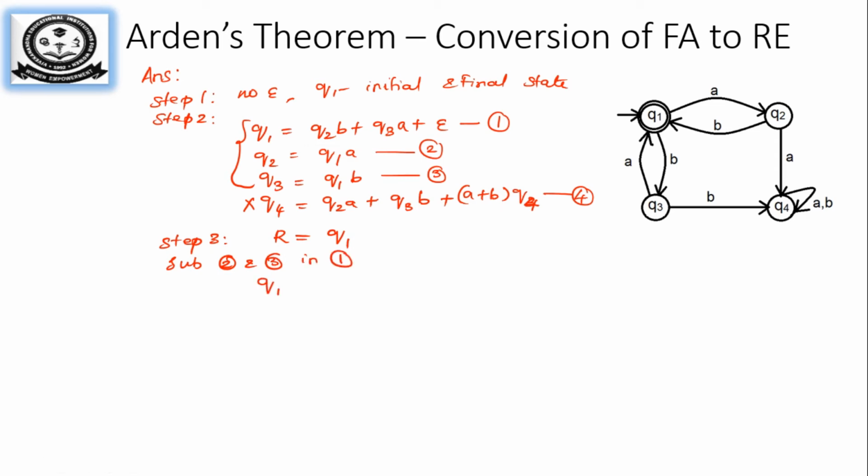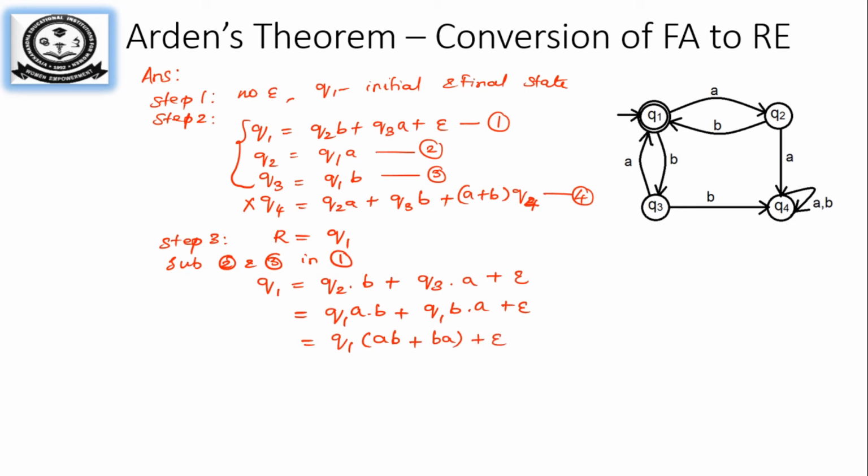So let me write the equation 1 first. Q1 is equal to Q2 into B plus Q3 into A plus epsilon. Now instead of Q2, I am going to substitute Q1 A, then B plus, then instead of Q3, I am going to substitute the value, so Q1 into B into A plus epsilon. So now we will take the common term out. So we'll take Q1 out. So you will have AB plus BA plus epsilon.